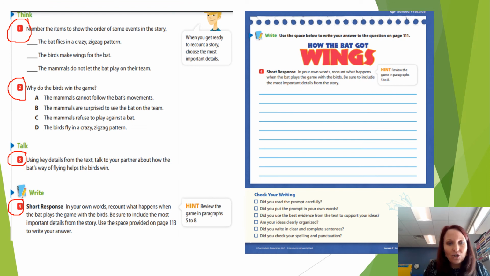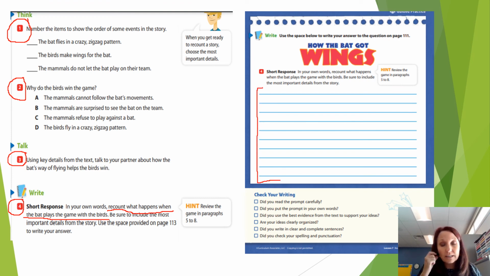Okay, let me make sure that you are clear on that. It says recount what happens when the bat plays the game with the birds. So you're going to find the part of the story where the bat is playing, and when we're speaking of bat, we're thinking of the flying bat. The bat is playing a game with the birds. Start there with your recount. There's going to be other parts of the story before that and after that that don't necessarily need to be included in the recount, because the directions for this are asking to recount what is happening when the bat is playing with the birds.